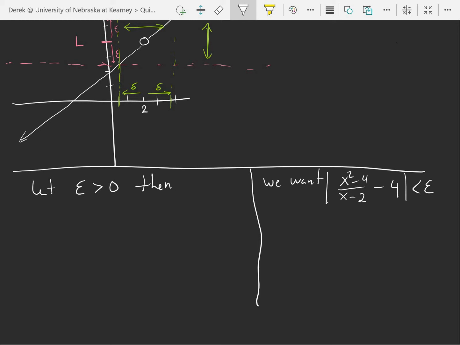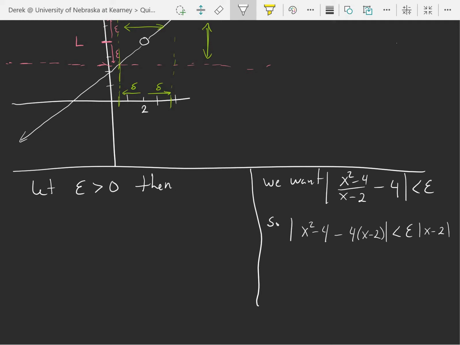And we want to compare that to epsilon. So let's see what would happen here. Let's multiply both sides by the absolute value of x minus 2. What we get is, we want the absolute value of x squared minus 4 over x minus 2 less than epsilon times the absolute value of x minus 2.